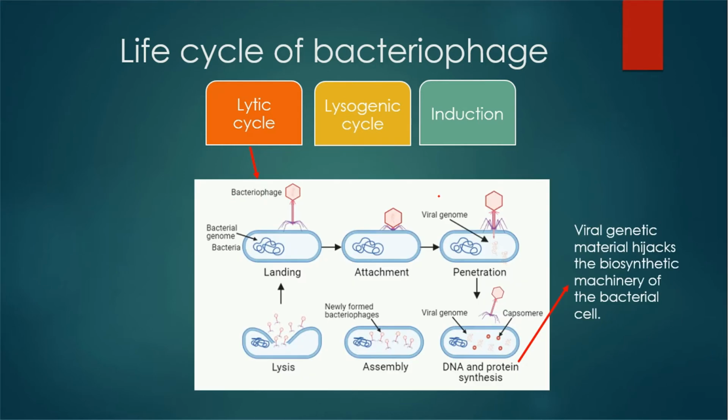Here is a diagram of the lytic cycle. As I told you, the first three steps are the same for every cycle. Here the bacteriophage lands, then it attaches, and then the viral genome is penetrated into the bacterial cell.